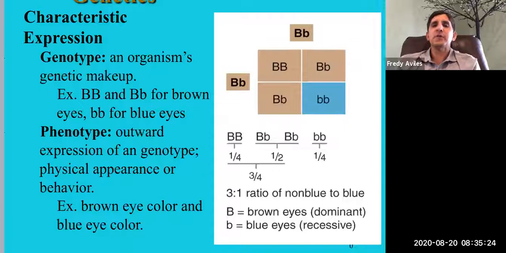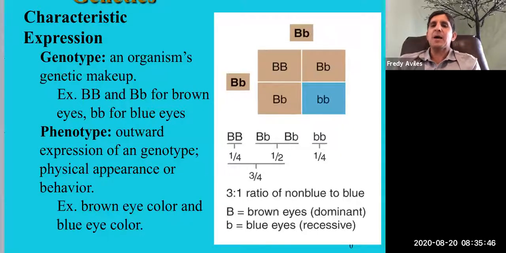For instance, you could be big B, big B for brown eyes, or big B, little b for brown eyes. Okay, both big B, big B and big B, little b mean you have brown eyes, because the brown eye gene is dominant. Or little b, little b for blue eyes. Okay, that would be your genotype. That's your genetic makeup.